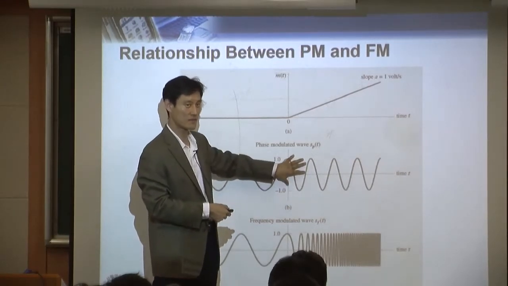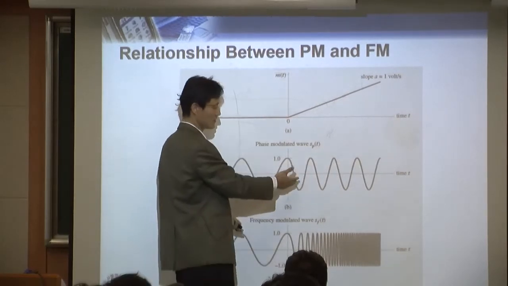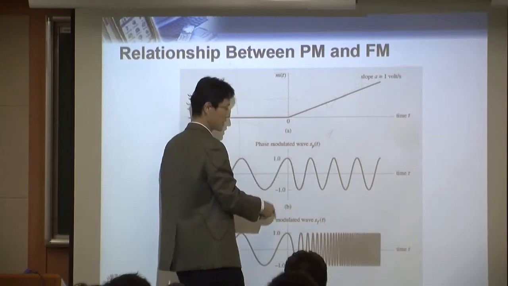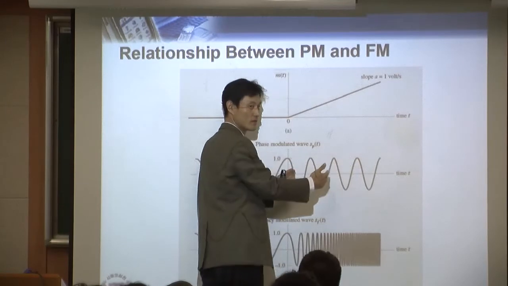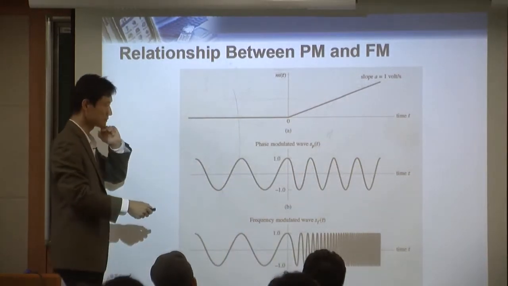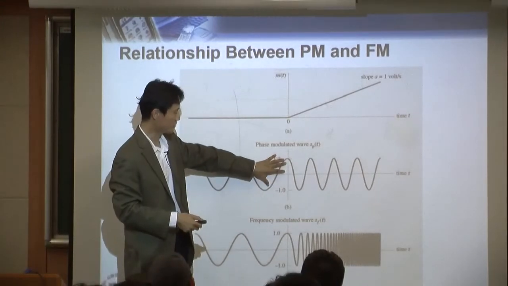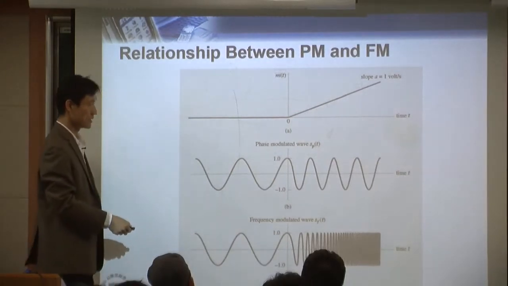This is a PM. Phase is changed, not the frequency. But it looks like the frequency is changed. Why? Because your phase is moving a little bit faster now, because your message is increasing positively. So that's why we get this kind of figure as output from the PM. And this is output from FM. Okay? Now think about it.